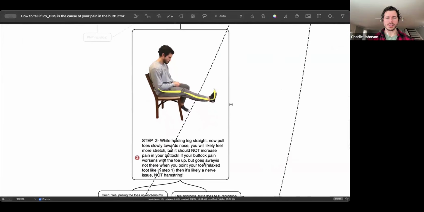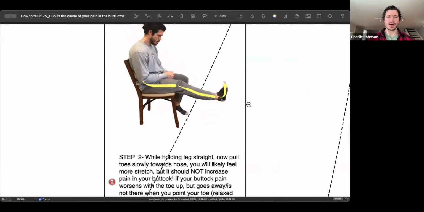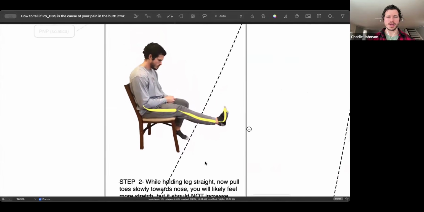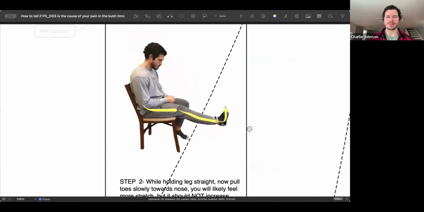Then it's likely a nerve issue, not the hamstring. Now, how can I feel confident saying that? Let me just explain again. When you pull your toes up towards the ceiling or towards your nose, if that causes the pain in your butt, but then when you point them, meaning relax the foot, and your butt pain goes away, you're not moving your hamstring at all. You're not changing the condition of your hamstring muscle. You're literally just wiggling your toes. What connects the butt to the toes? This yellow line, the sciatic nerve.